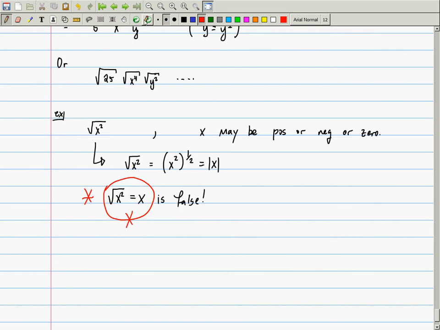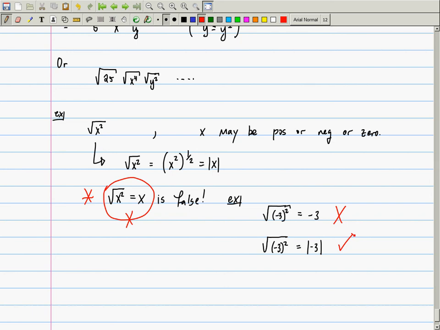The reason why is, for example, if it was true, then the square root of negative 3 squared would be negative 3. Is that true? If the square root of x squared was x, then the square root of negative 3 squared should be negative 3. No, because negative 3 squared is 9, and when you compute the square root of something, it must be positive, and therefore the answer must be 3. So this is wrong. However, this is correct: the square root of x squared is the absolute value of x.